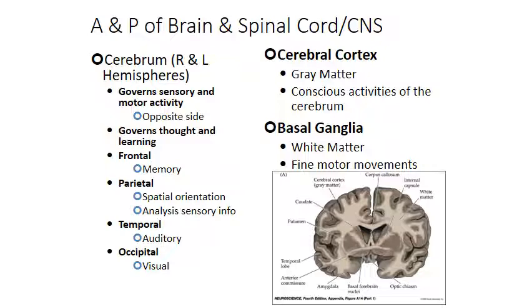So along with the cerebrum, the cerebral cortex consists of the gray matter, which is the conscious activities of the cerebrum, and then the basal ganglia, which is the white matter and the fine motor movements.